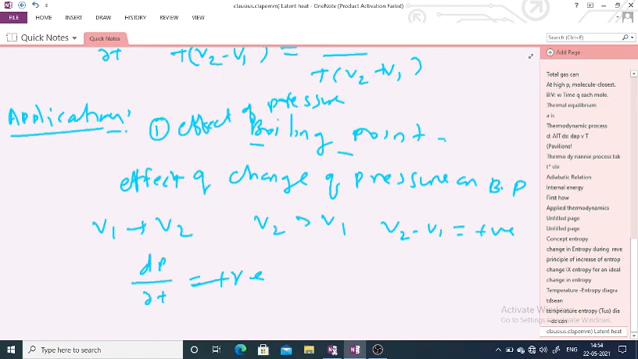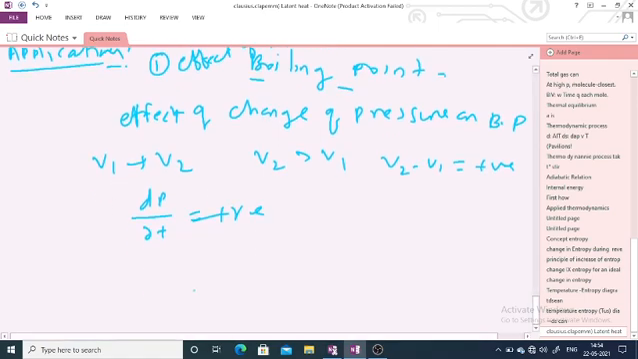So if you decrease the pressure, your liquid will boil at a lower temperature, and this principle is used in a pressure cooker. In a pressure cooker, water boils at a higher temperature because the pressure inside the cooker is greater than the atmospheric pressure. So the liquid will boil at a higher temperature in a pressure cooker.